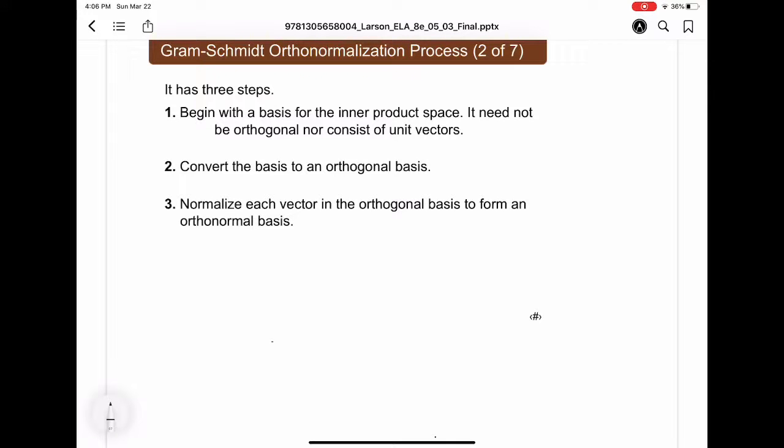Hello. In the previous video, we studied orthogonality, orthogonal bases, and orthonormal bases, right? And we also discussed the importance of orthonormal bases. Let me remind you about that before we move to this topic: how to make an orthonormal basis from any basis of a vector space.